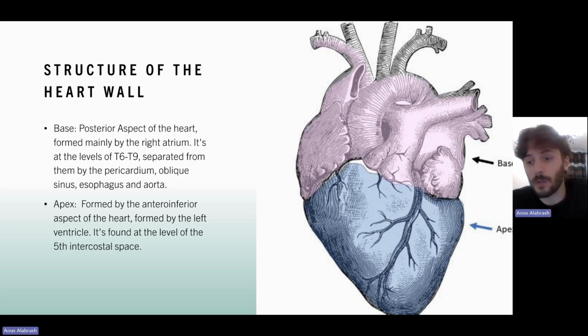However, other than the base, we have the apex. If you're seeing this video after summer dissections, then when you orient the heart, you should know that the apex is technically formed by the anterior-inferior aspect of the heart, and it's mainly formed by the left ventricle. I will be making a video about the projection of the heart, and in that video I will mention that you can find the apex at the level of the fifth intercostal space, which is something that you might get asked about. It's very important to know that.